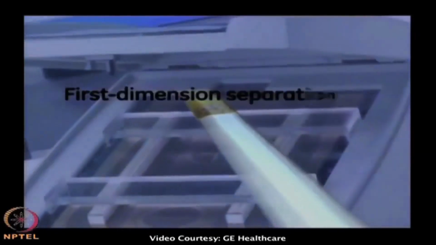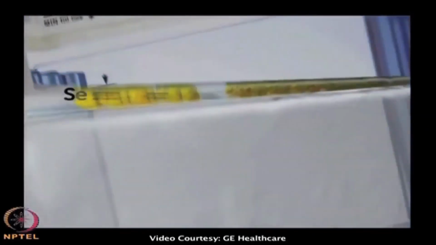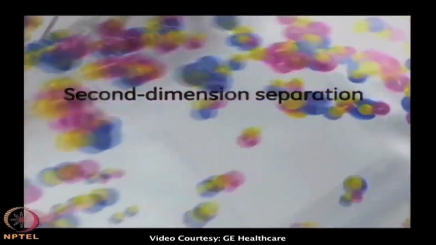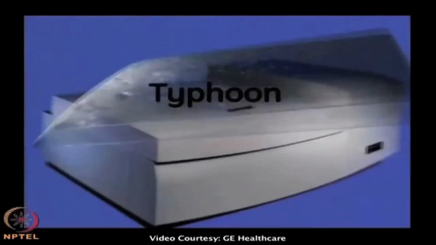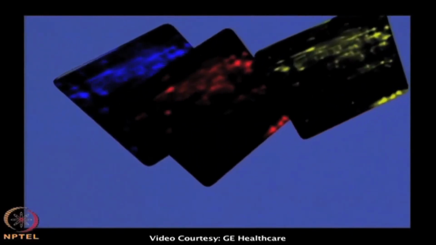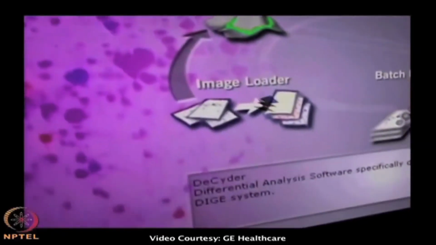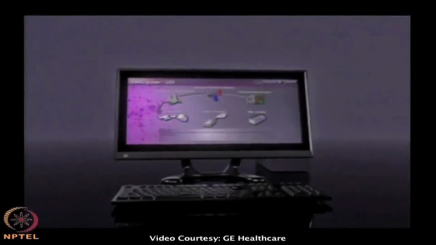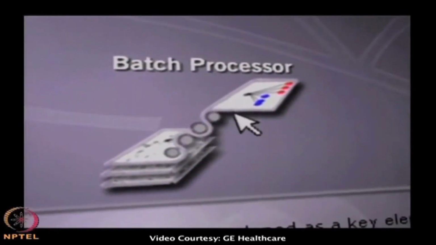There you will be analyzed in the first dimension, the IEF, and after IEF you will place the strip into the second dimension, where the second dimension is completely analyzed. Now this gel can be scanned in the Typhoon Trio Plus, where you will have 3 images from a single gel. Then this can be analyzed with the help of DeCyder software, where the complete analysis can be done.